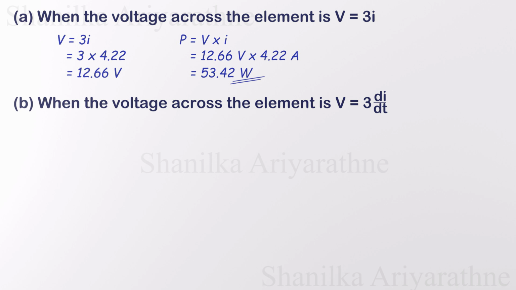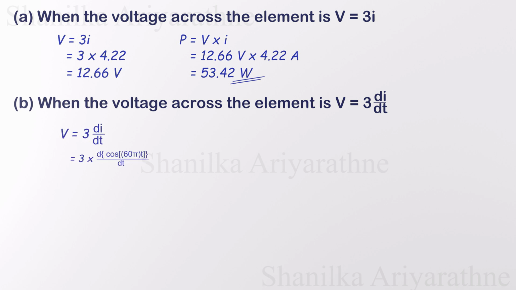This time, the voltage is defined as the derivative of the current. If you've worked with inductors, this should sound familiar, because that's exactly how voltage behaves across an inductor. It's not about the amount of current, but how quickly that current is changing. So, this element is likely acting like an inductor, but we don't need to know that to solve the problem.